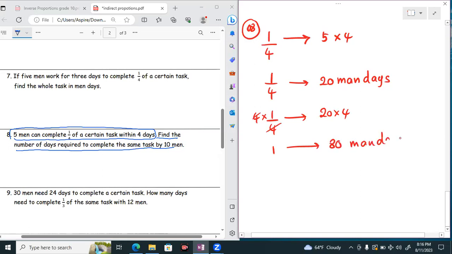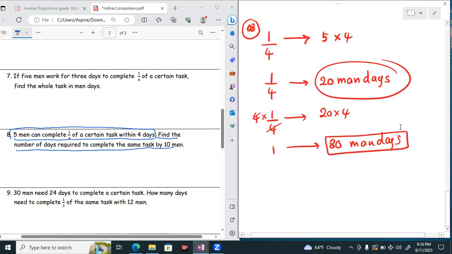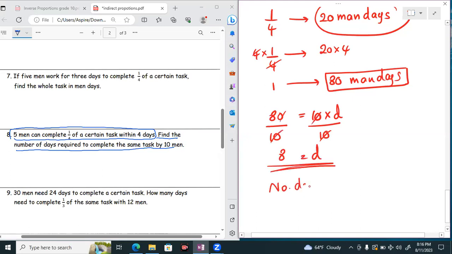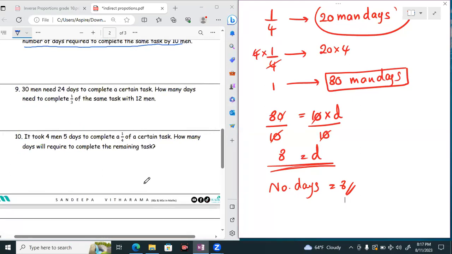Okay. Then this is the magnitude of the work. Here it is 1/4 of the work, and this is the magnitude of the whole work. Then to complete this by 10 men, 80 is equals to number of men, it is 10, times number of days, it is D. Then divide both sides by 10. Then the answer is 8 equals D. The number of days equals 8. Okay, do the 9th one and 10th one, please send your answers.